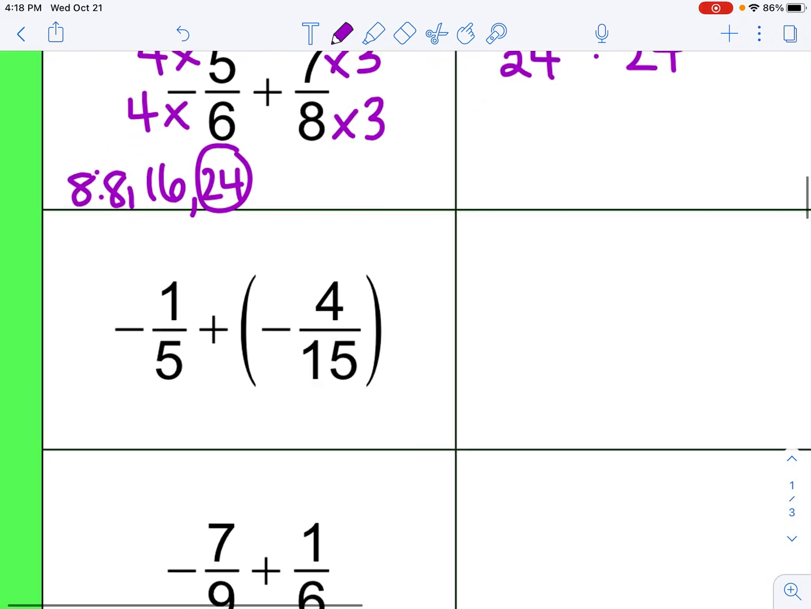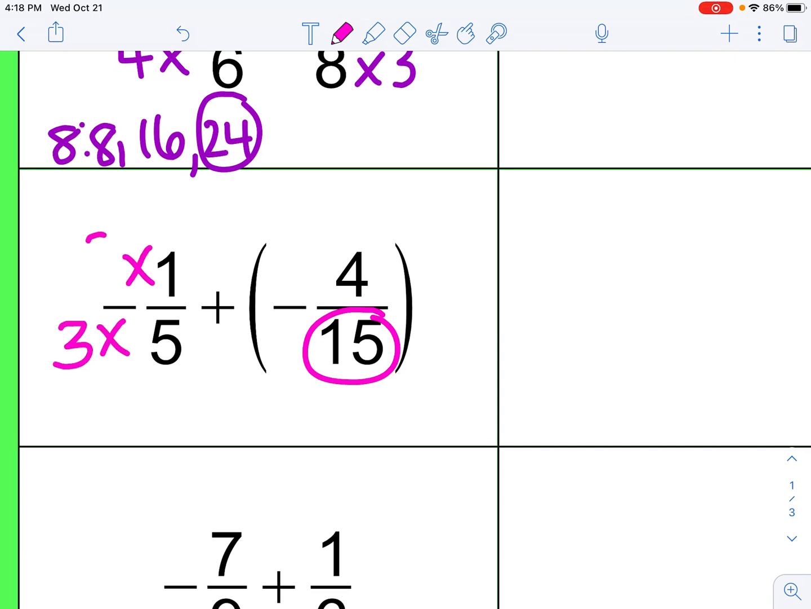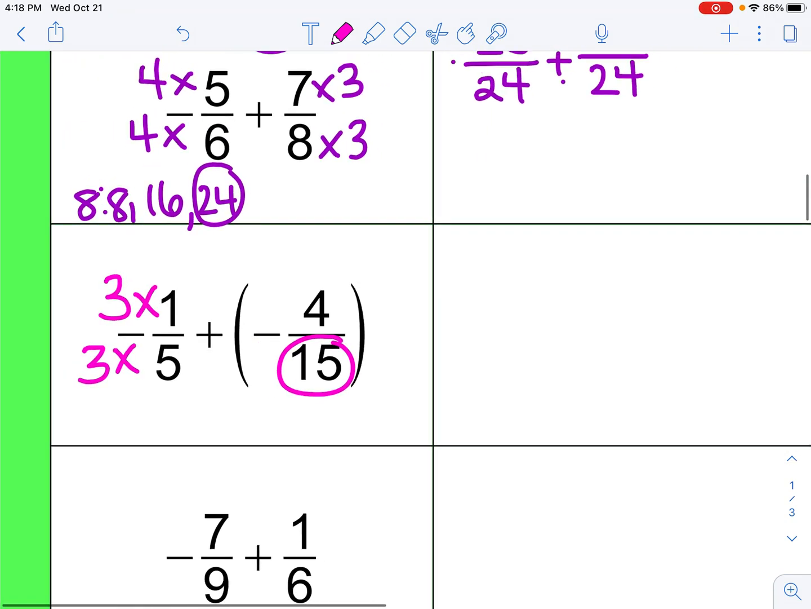Alright, let's look at the third one. Negative 1/5 plus negative 4 over 15. So if you notice, our common denominator is going to be 15 because I can take a number times 5 to give me 15. So 5 times 3 gives me 15, so that's the number I'm multiplying.